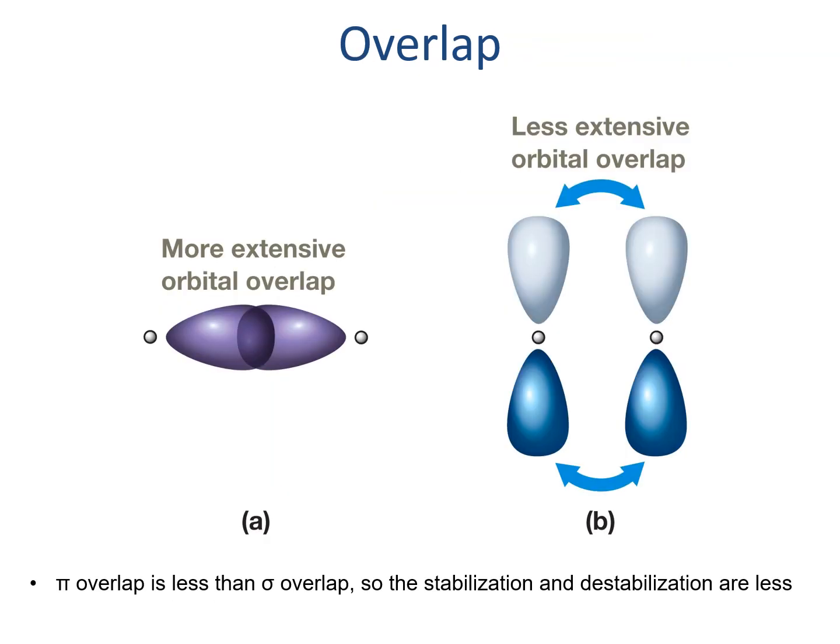When overlap is along the bond axis, a sigma bond, it is much more significant than the overlap created by p orbitals. Because the overlap is low, the stabilization from pi bonding is less significant, and the destabilization from pi antibonding is also less significant.